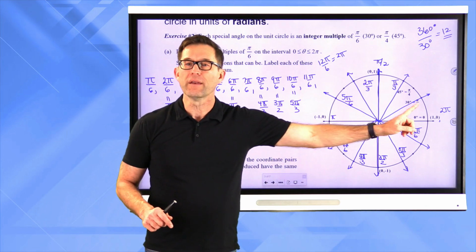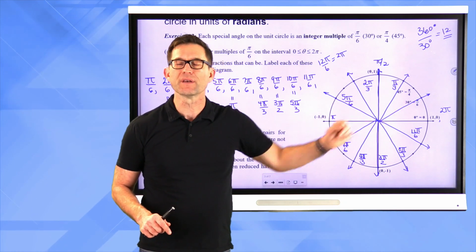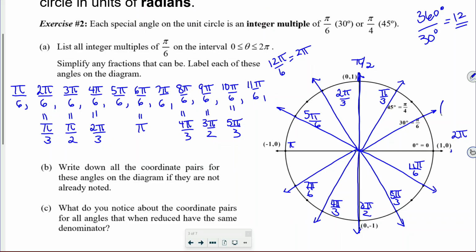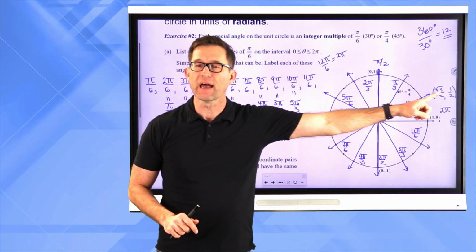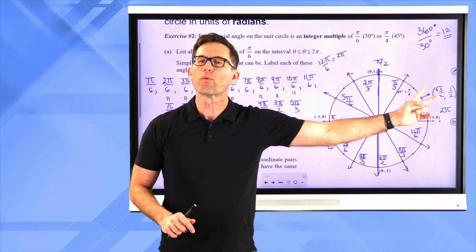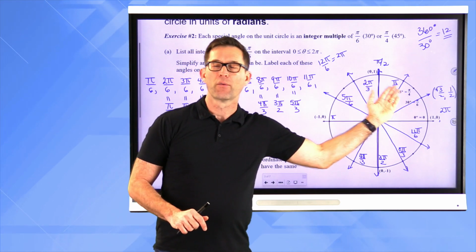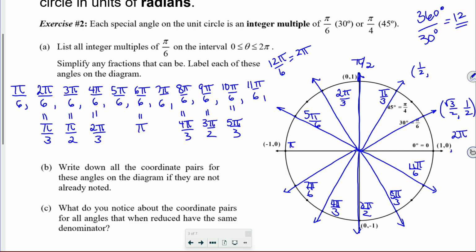Now recall, right, the coordinate pair at pi over 6, 30 degrees, comes from that 30-60 right triangle, and specifically it's the coordinate pair root 3 over 2, comma 1/2. Okay, the one for pi over 3 is exactly the same coordinate pair, but reflected over the line y equals x. Literally, if I took this ray and reflected it over y equals x, I would now have the coordinate pair 1/2, comma root 3 over 2.